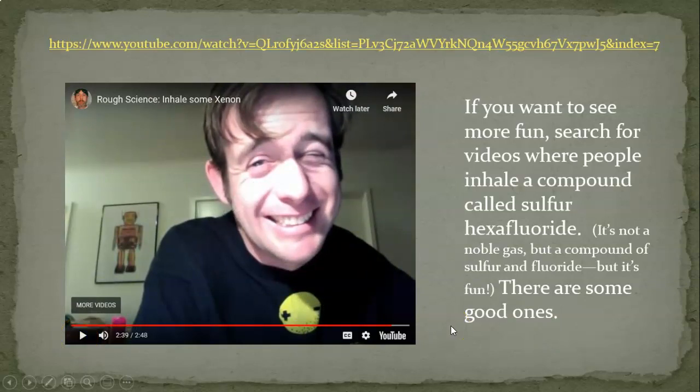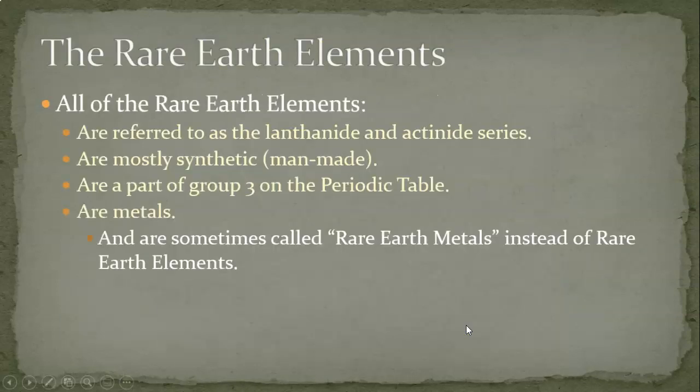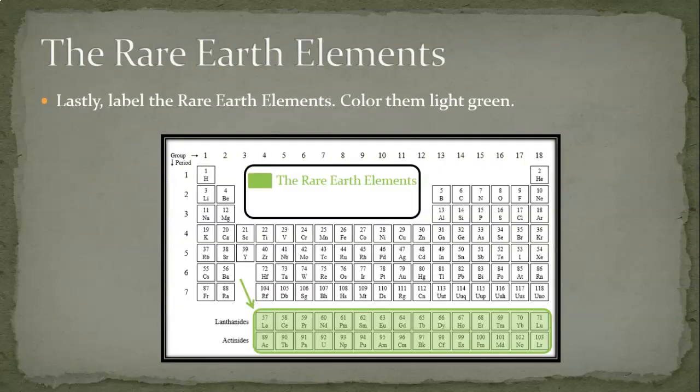All right, so ladies and gents, let's see. Here we go. Next up is the rare earth elements. This is our last family. Color it with light green, or you may choose whatever color you wish that you have not used already. They are located down below the rest of the periodic table. Go ahead and pause to color.